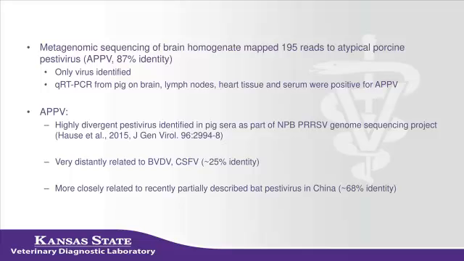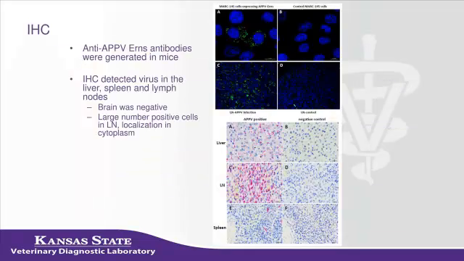It had about 25% identity to BVD and classical swine fever. What it was most closely related to was a pestivirus that was partially described out of China a couple of years ago. When we found that pestivirus, we did go back and make diagnostic assays, including monoclonal antibodies. So at the top right here, these are the monoclonal antibodies reacting with cell cultures with cells expressing the ERNS protein. You see the green fluorescence.